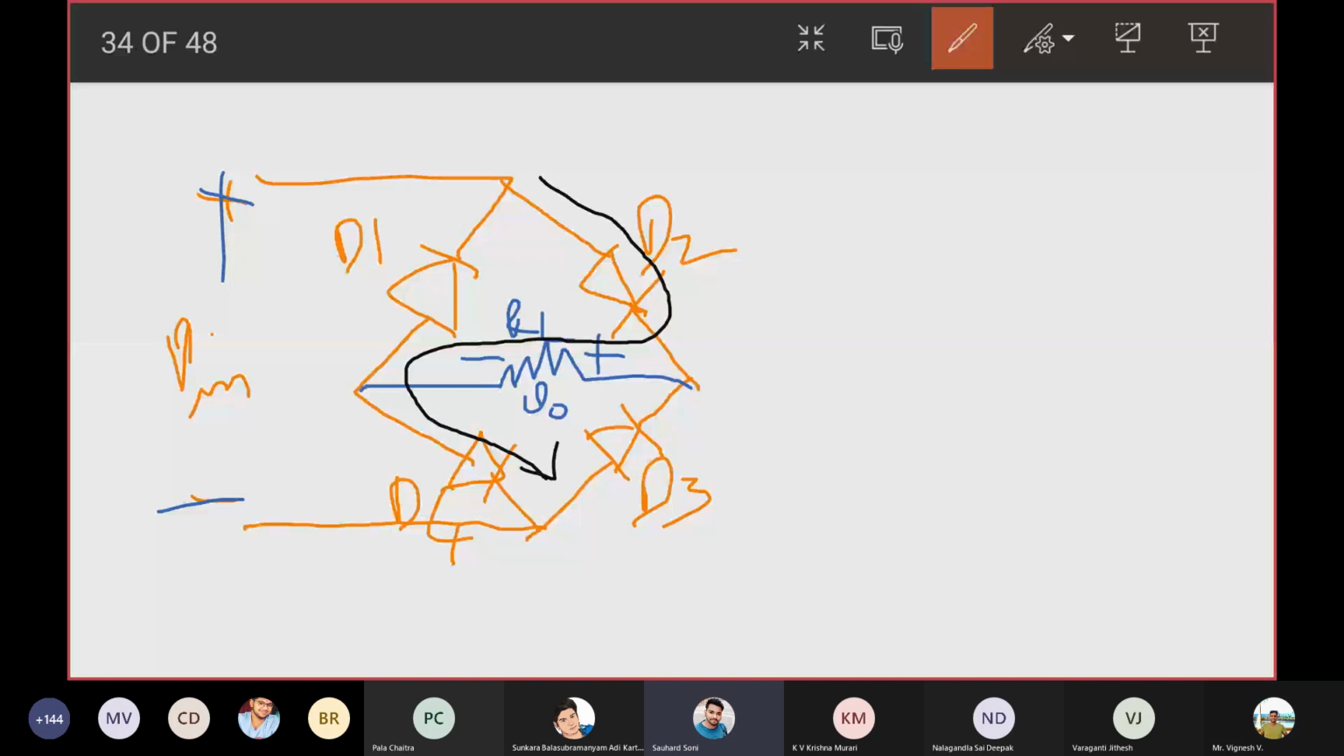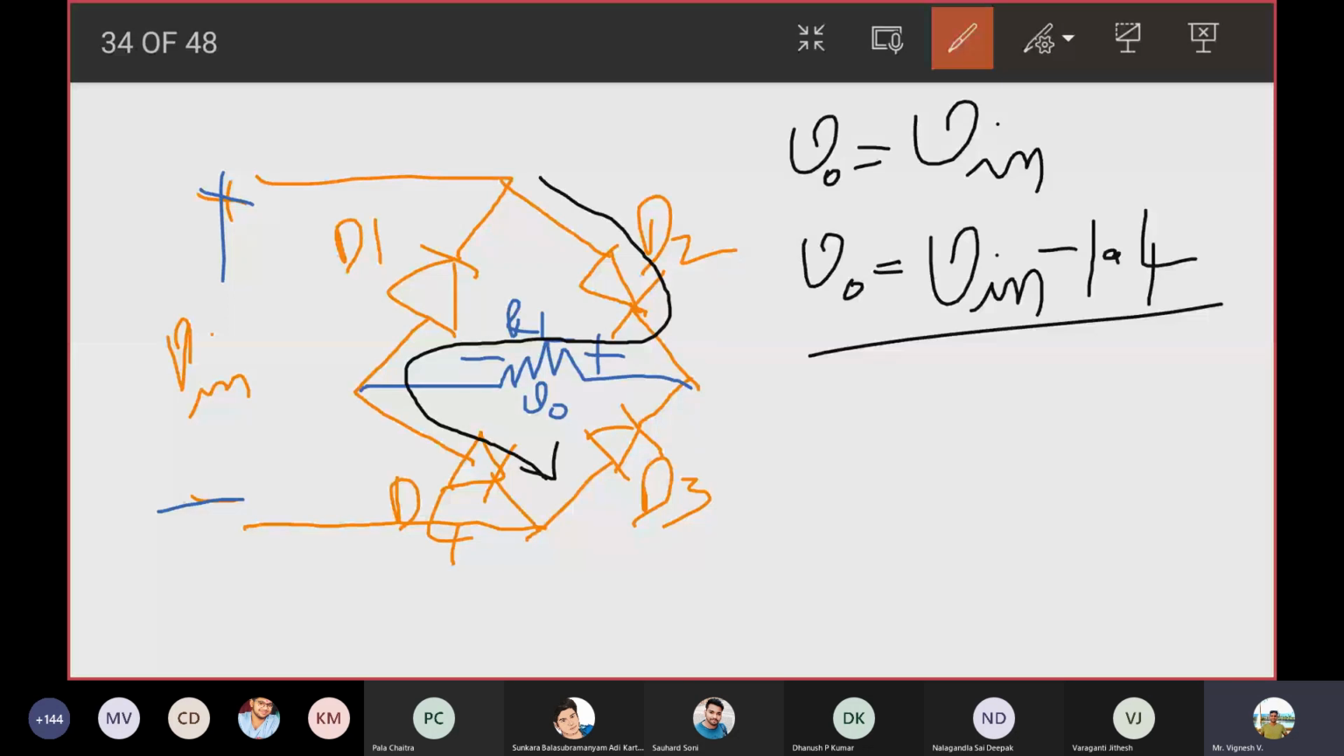V in minus 0.7. No, it is not 0.7, it is 1.4, as someone else told. Excellent. It is V in minus 1.4. Why is it 1.4? Because the current path is through both the diodes, D2 and D4, right? So V naught would be V in minus 1.4 if it is a silicon diode, right?